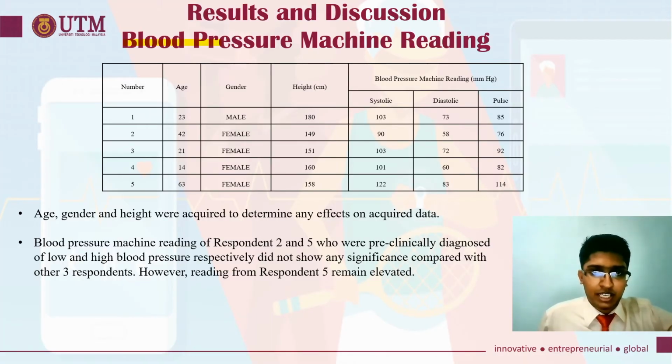Blood pressure machine readings have been acquired from the respective respondents as well, and age, gender, and height have been acquired to determine any effects on the acquired data.